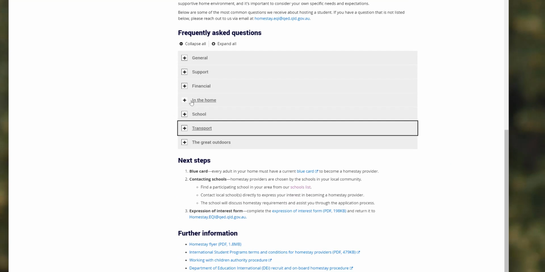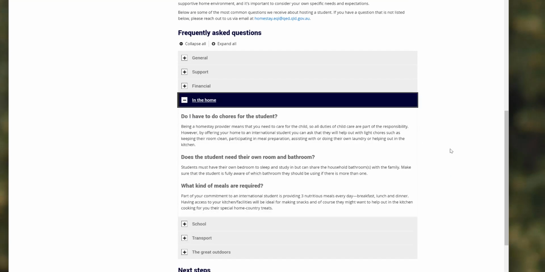So that's the school. In the house, they have their own bedroom. They may share a bathroom, but they have access to a locking bathroom that they can use. They eat all the same meals.